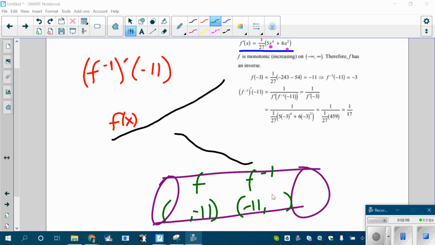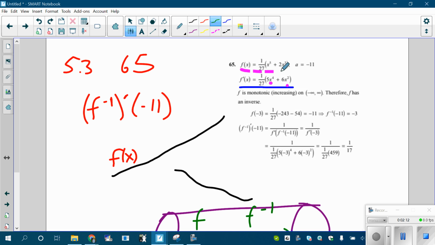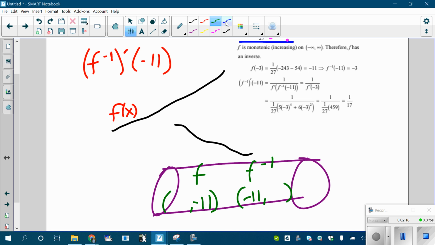I'm going to type in this function and y equals negative 11 on my graphing calculator and figure out the x value where they intersect, and I'm going to get an x value of negative 3. That tells me the y value on the inverse is negative 3. Now I have my buddy points.